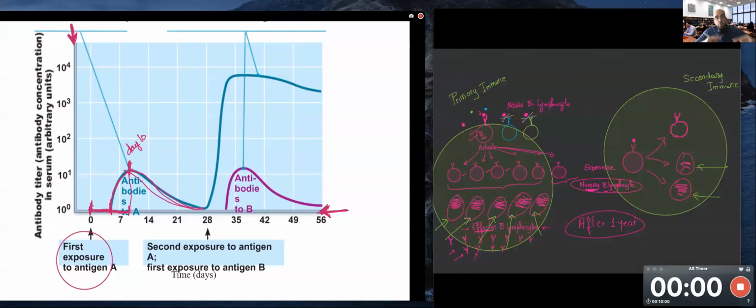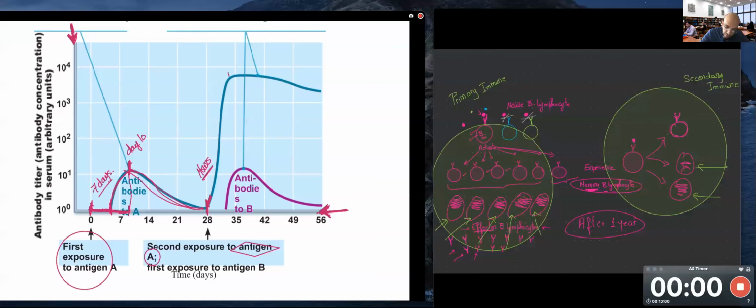What if I got re-exposed? A year from now, I got re-exposed by the same exact antigen, still antigen A. This is the time when I got exposed for the second time or any re-exposure to the same antigen. I will start to notice that there is a rise in the immunoglobulin levels in my bloodstream within a few hours. So here I waited 7 days for me to detect immunoglobulins in the bloodstream. Here, the immunoglobulins are rising within hours.